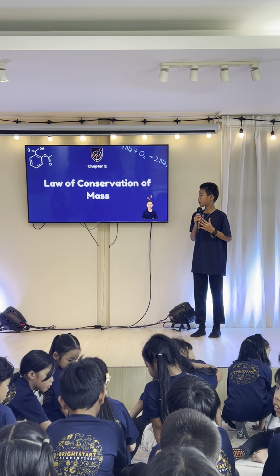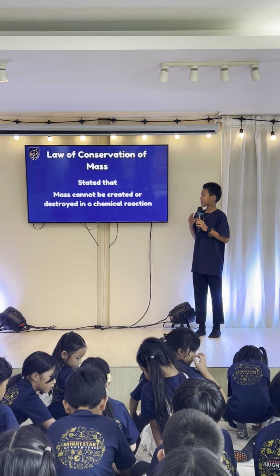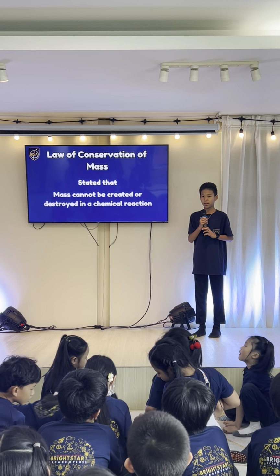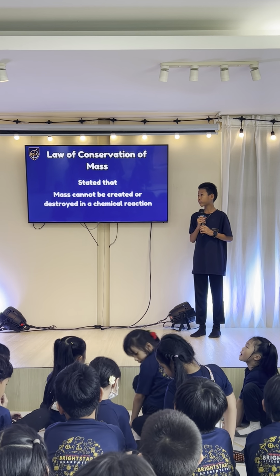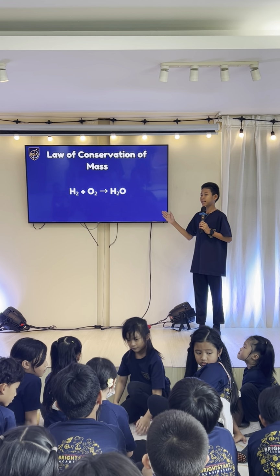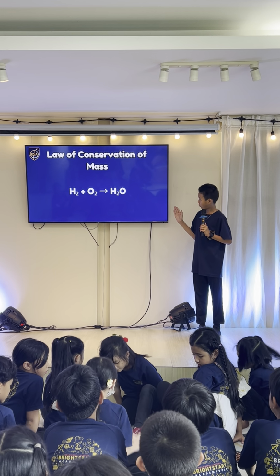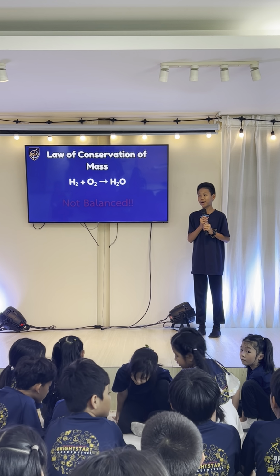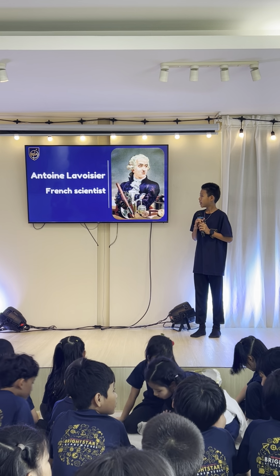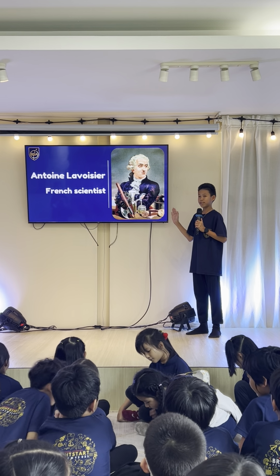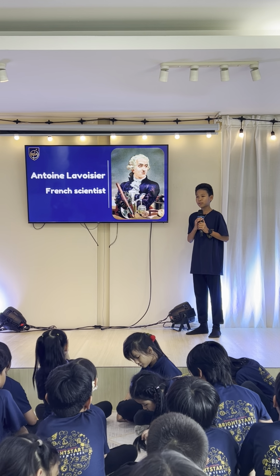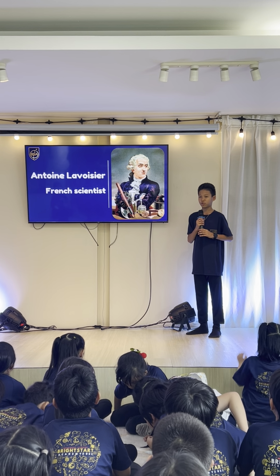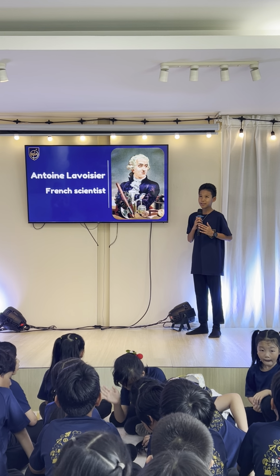So what is the law of conservation of mass? It states that mass cannot be created or destroyed in a chemical reaction. It can only change form. This is an example of a chemical equation, but this is not balanced. Why? Stay tuned to find out. This is Antoine Lavoisier. He was a French chemist, and he was the first scientist to explain the law of conservation of mass in the late 1700s.